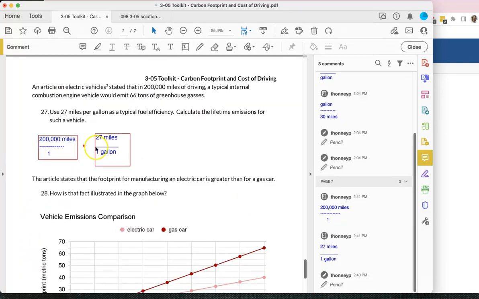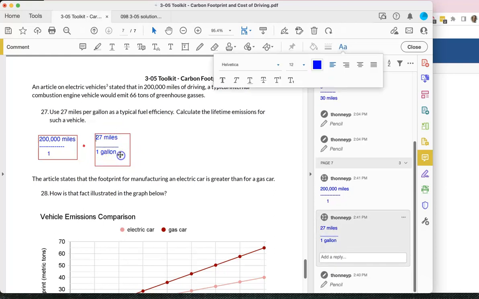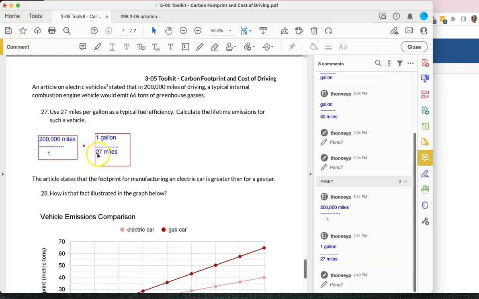So here's my start, 200,000 miles over 1, 27 miles per gallon. Hopefully by now you realize that this needs to be flipped. So let's put 27 miles on the bottom here and 1 gallon on top. Okay, that means that miles are going to cancel. Now we have gallons, and we are trying to end up with metric tons at the end of the whole process. So we have a couple more facts to insert here.